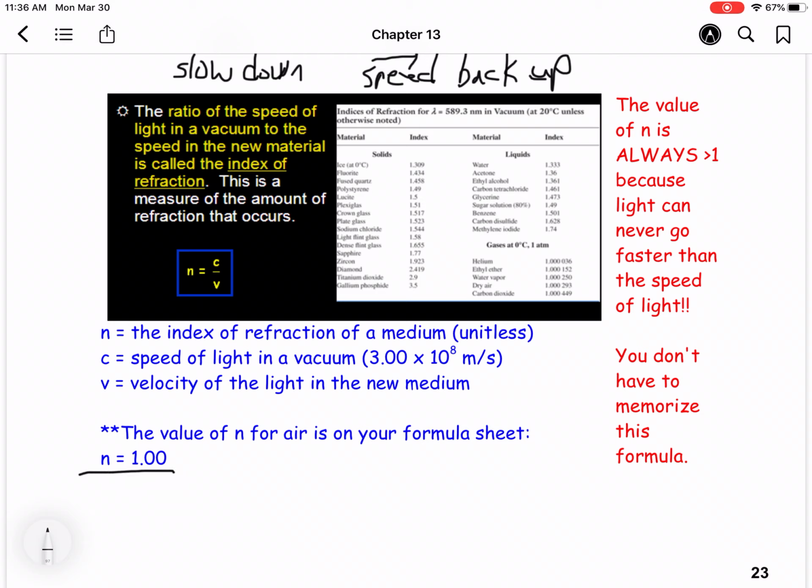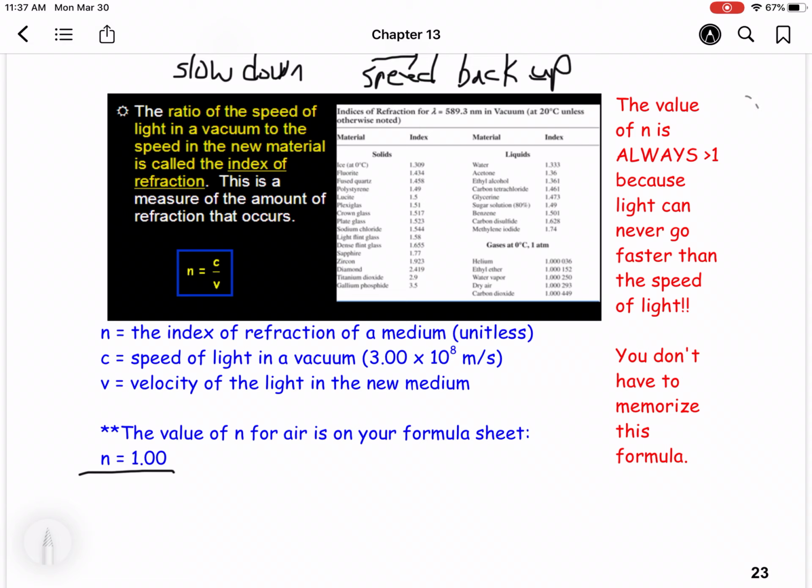For objects that are more dense, the higher the n value. And you can see that when you look in here, right? The more dense the objects, the higher the n value. And so basically the higher the n value, the slower light moves in it. The lower the n value, the faster.